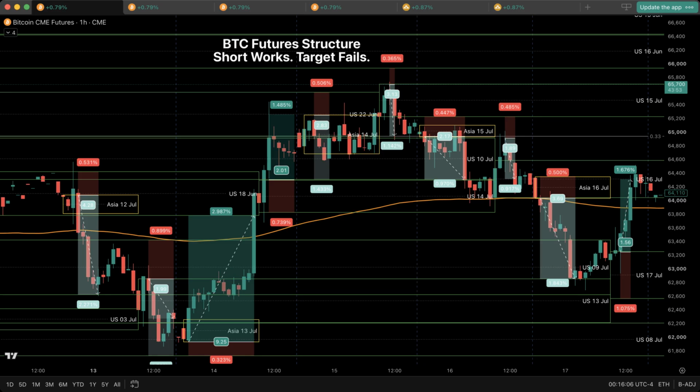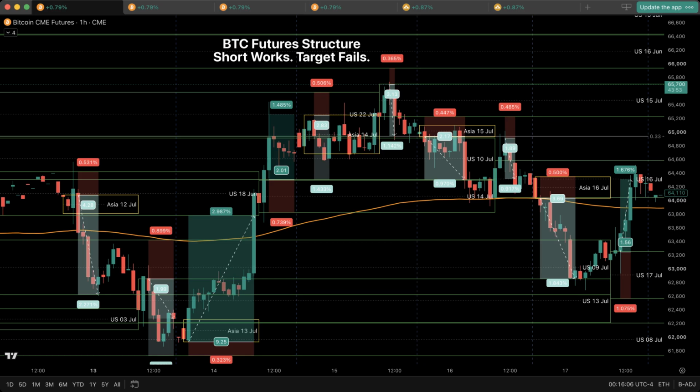After July 13th U.S. session forms, price moves lower. It tests July 8th U.S. session midpoint. The short pressure continues. But the movement is not smooth. Price presses lower. Reaction appears. Continuation slows. Distance becomes shorter. That behavior changes management. The setup can be valid, but the target can still fail.